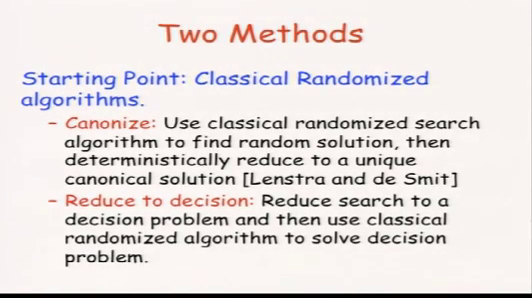The second one is different, and that is a way we show that you can reduce search to decision in a fairly standard way. It just hasn't been used for this purpose or in this context. So we reduce search to decision, and then we use a classical randomized algorithm to solve the decision problem. Again, we use randomized algorithms that exist, Monte Carlo type, and then reduce search to them in this way to guarantee unique output. So there are two different methods.